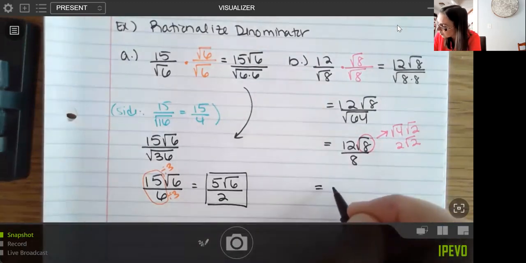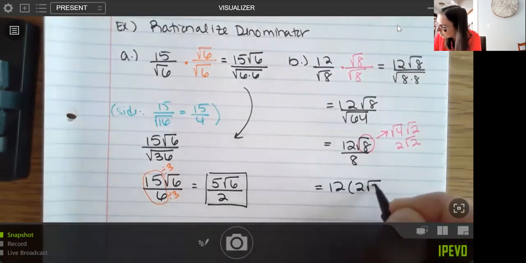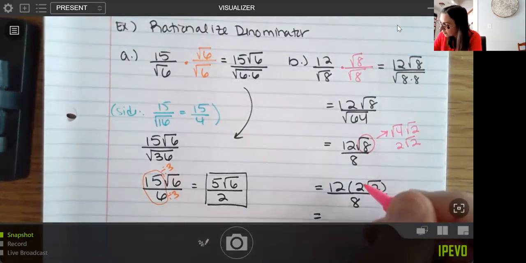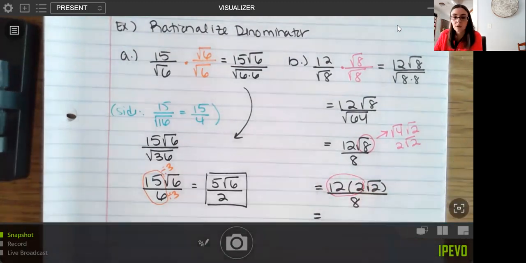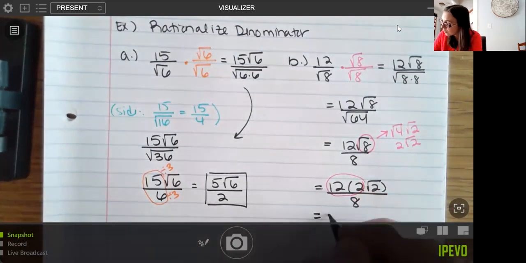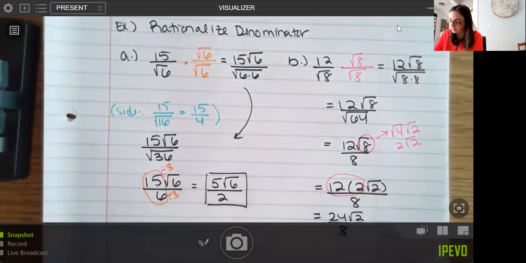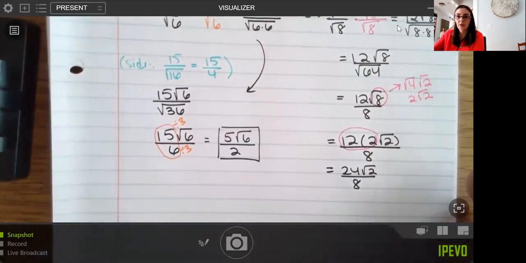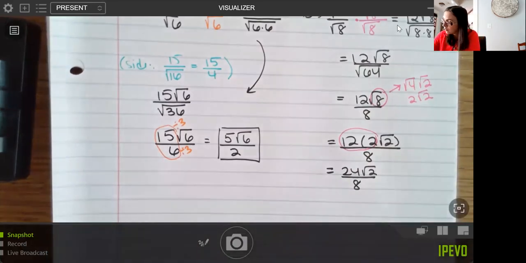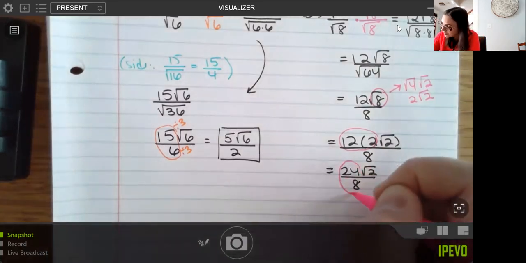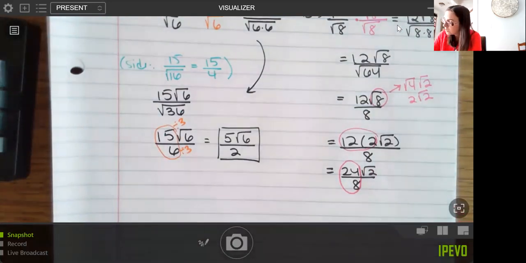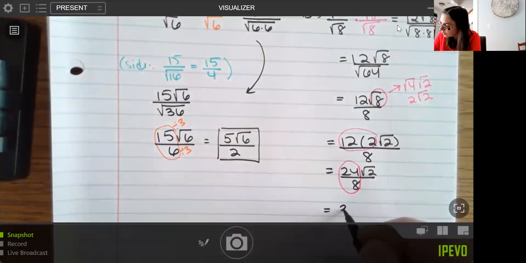So this becomes 12 times 2 root 2 all over 8. And here, when you multiply, you just do the outside numbers. So 12 times 2 is 24. So I have 24 root 2 over 8. And now you do also want to simplify and reduce that fraction out front. So again, you're just kind of doing one little step at a time here. I see something else that I can simplify. 24 divided by 8 is just 3. So my final answer is 3 root 2.